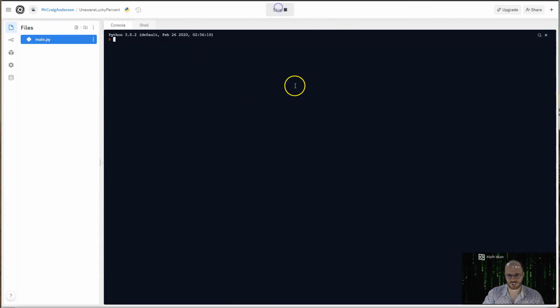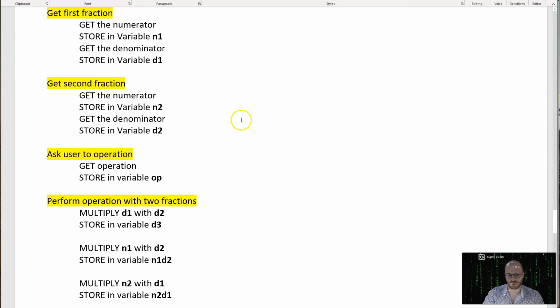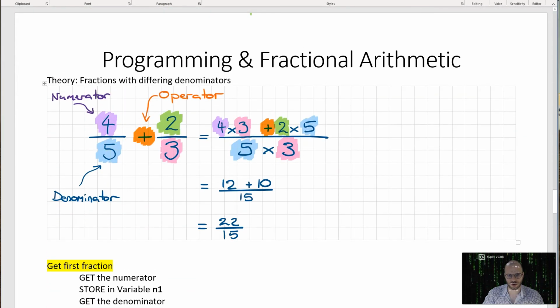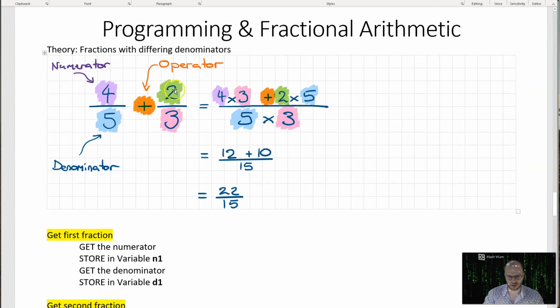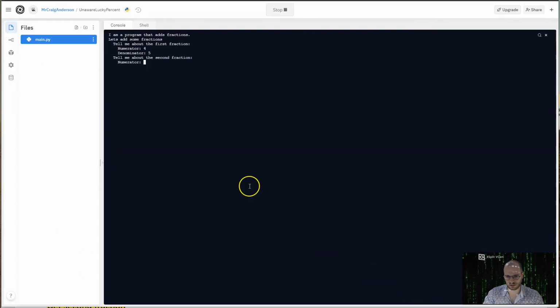So if I go run, then we'll go back and it's saying, I'm a program that adds fractions. Let's add some fractions. Tell me the first fraction. So what we want to put in is 4 over 5. So let's go 4 for our numerator, and 5 is our denominator. Now it says, tell me about the second fraction. We have 2 and 3. So we'll go 2 over 3.